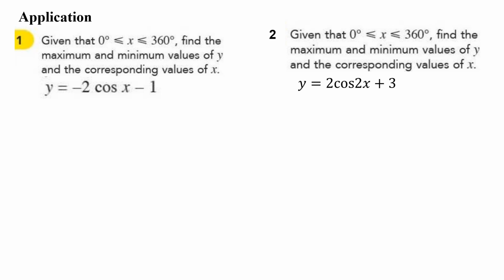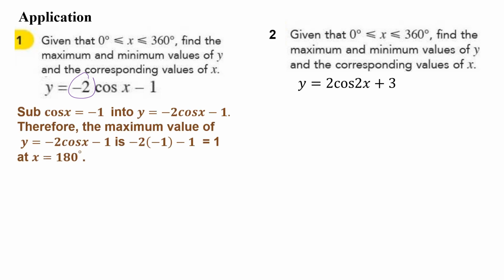So to find the maximum value, we're going to substitute cos x to be -1, because you're given -2 here. So with this -2 as the coefficient, I need to multiply with a negative number to get a bigger number. Right, so therefore I need to substitute cos x to be -1. And if cos x is -1, then the corresponding value of x will be 180 degrees. So hence the maximum value of y equals -2 cos x minus 1 will be -2 times -1 minus 1, which gives you 1 at x equals 180 degrees.